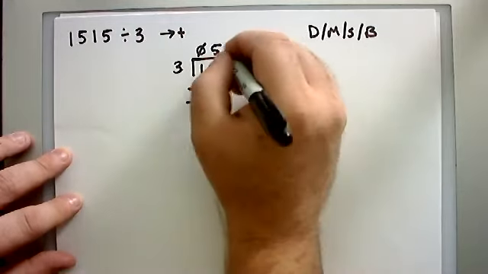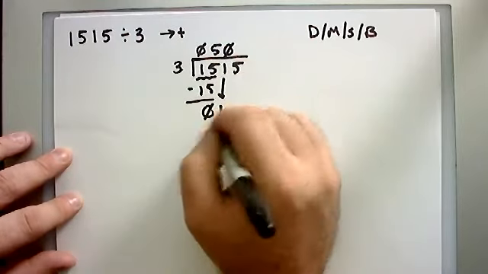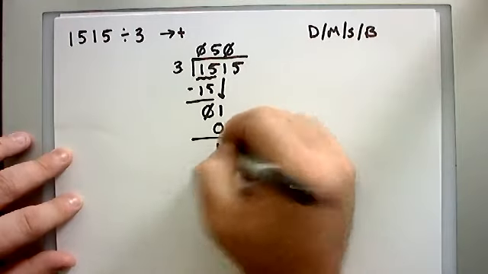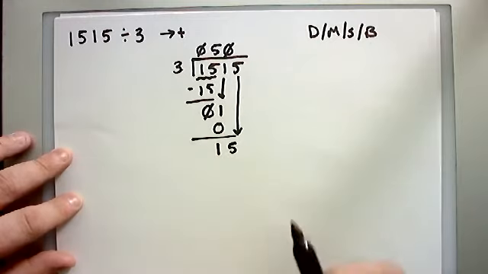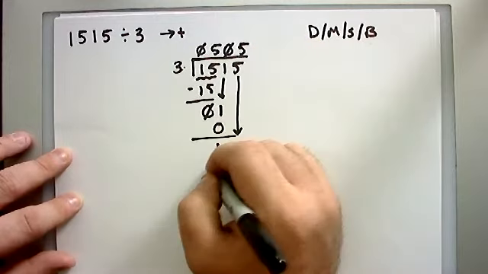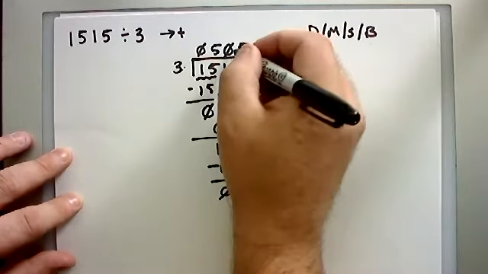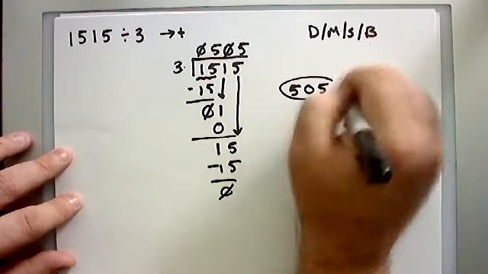3 goes into 1 0 times. We'll go ahead and do it the whole way out this time. 0 times 3 is 0. That's the multiply. Now we'll subtract. 1 minus 0 is 1. And now we'll bring down. As long as you have stuff to bring down, you got to keep going, right? 3 goes into 15 5 times. 5 times 3 is 15. Subtract. There's nothing to bring down. The number ended cleanly. So we have positive 505 as our answer here.